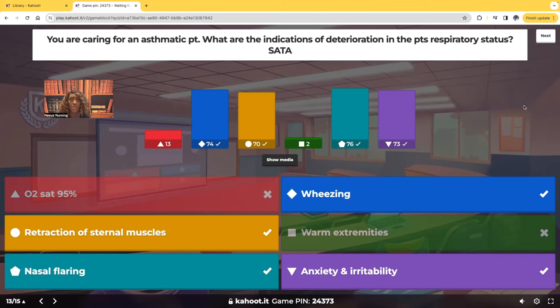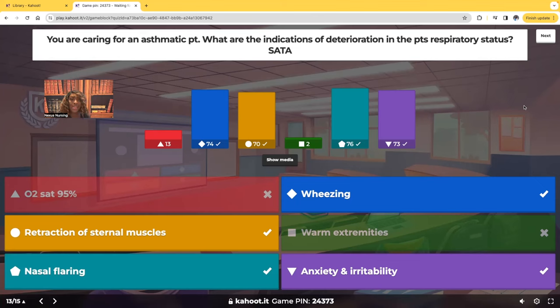Retraction of sternal muscles. Whenever you see a patient using accessory muscles to breathe, you know that their respiratory status is deteriorating. Nasal flaring. You know what nasal flaring is? You see that in the newborns when they're having respiratory deterioration. Their nose opens up like this because they're trying to get oxygen.